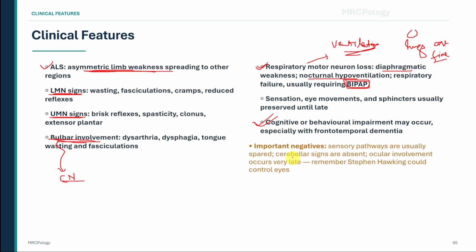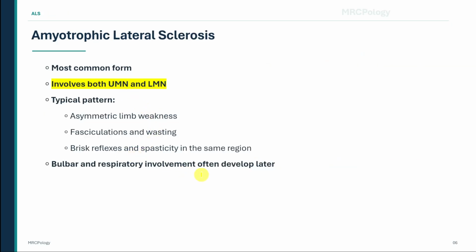Now let us distinguish the main clinical patterns. Amyotrophic lateral sclerosis is the commonest form and involves both upper and lower motor neurons. The typical patient has asymmetric weakness, wasting, fasciculations, brisk reflexes, and spasticity. Bulbar and respiratory involvement often develop later.